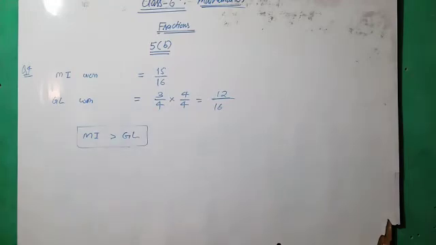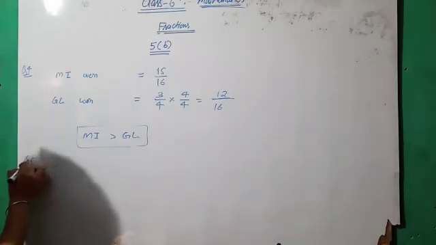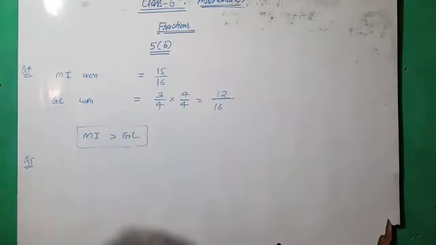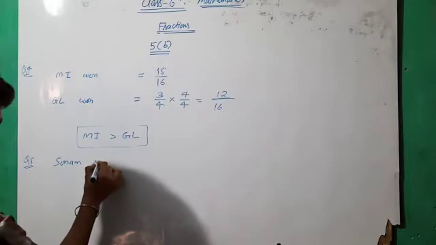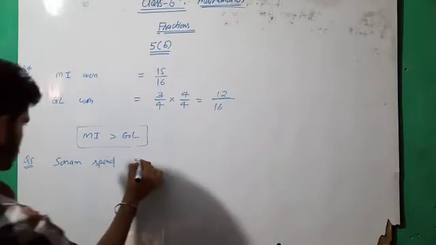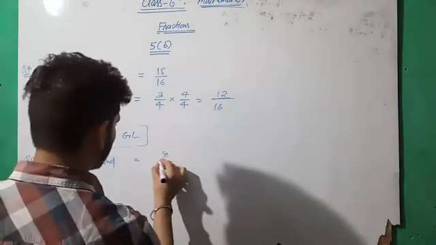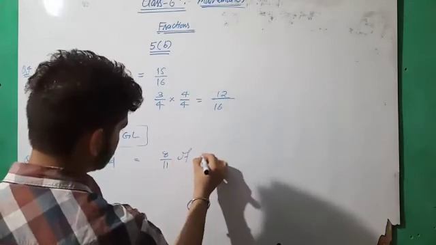Now, Sonam spent 8 by 11 of her income and saved the rest. Mahi spent 9 by 11 of her income and saved the rest. Which girl saved the greater part of her income? Okay. Sonam spent 8 by 11 of her income.